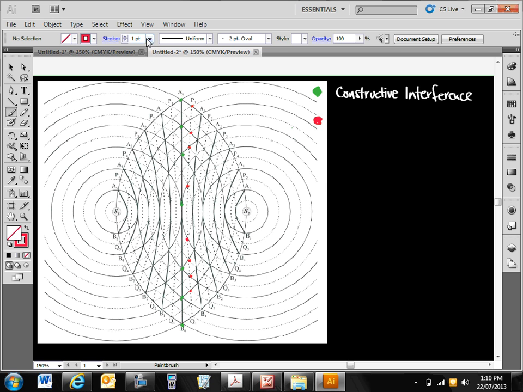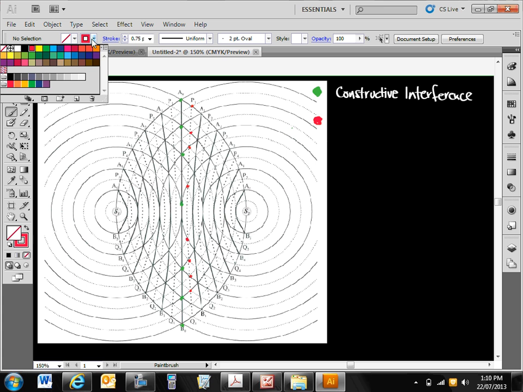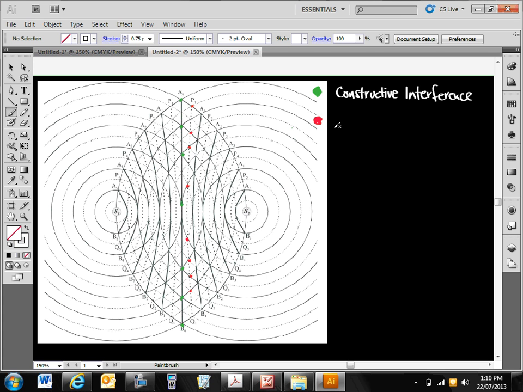Is that heater sometimes turns itself off? Is that destructive interference?